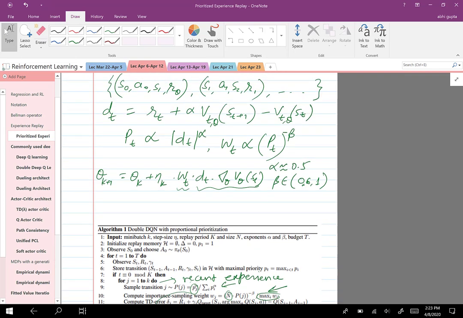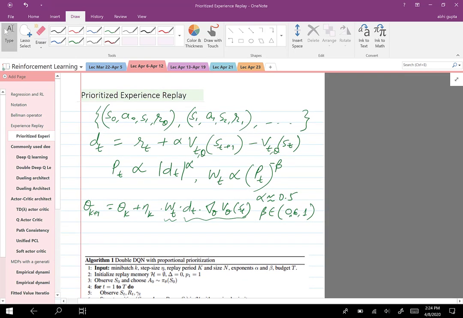So this is the overall idea of prioritized experience replay. I want to go over it once more. You look at the temporal difference. Your probability of picking a specific tuple is directly proportional to the absolute value of the temporal difference raised to alpha. Then you put in an importance sampling weight, which is P t raised to minus beta. And then you update your theta k in this particular fashion. This is for the double DQN, but you can use it for any other type of function approximation as you like.